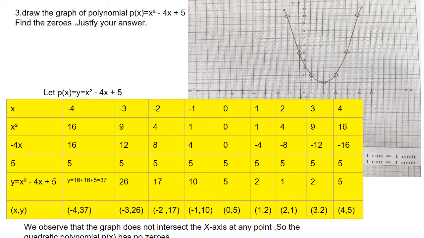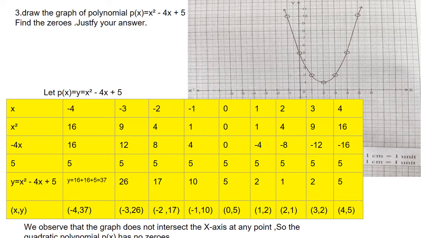And if we join the points by freehand, we will get a curve here. This curve is known as a parabola. Observe, students, this parabola does not intersect the x-axis anywhere.